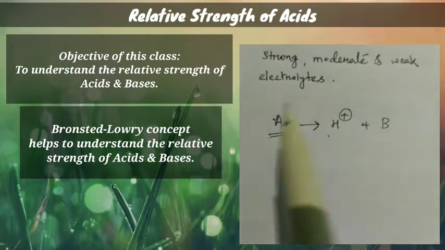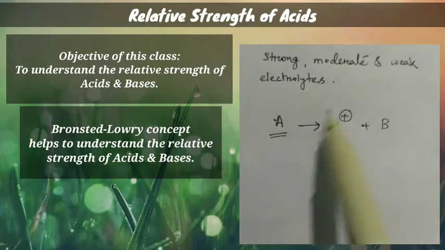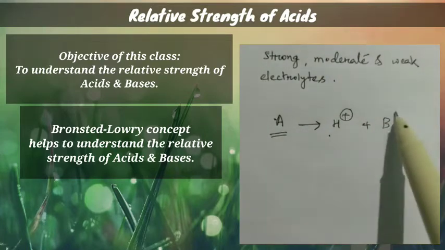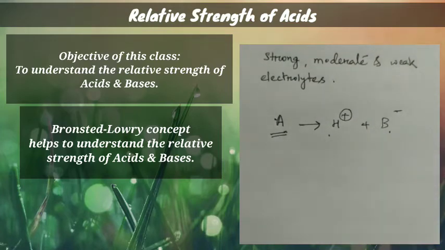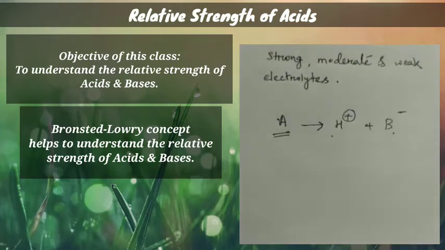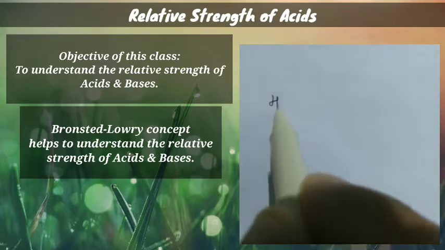When the acid is dissociated, when an acid loses a proton, the remaining part is their what? Conjugate base. We have already discussed this one, no? So let's suppose we have an acid. Let's suppose this acid is HCl.